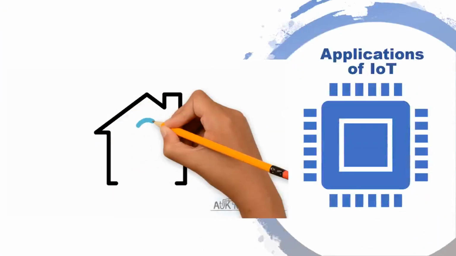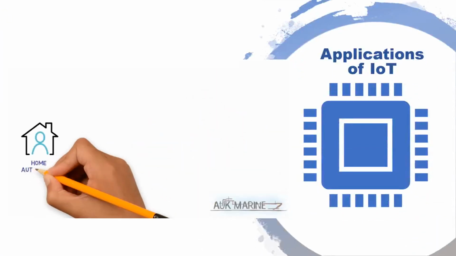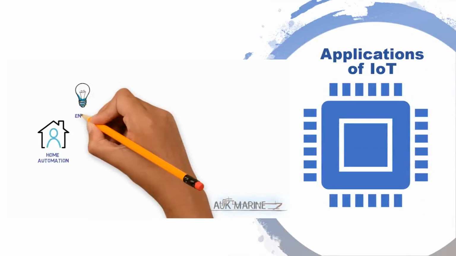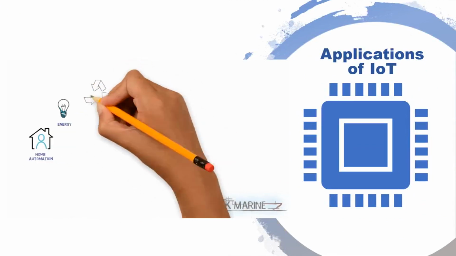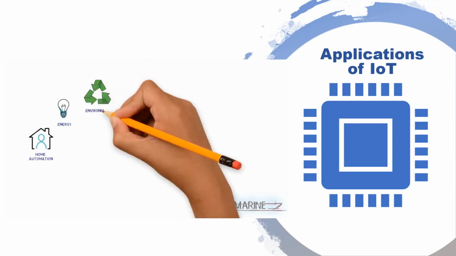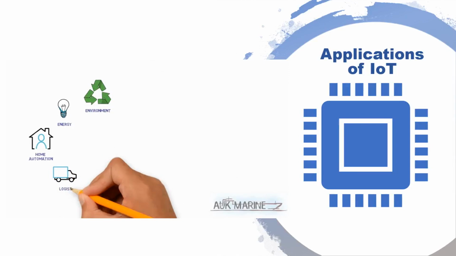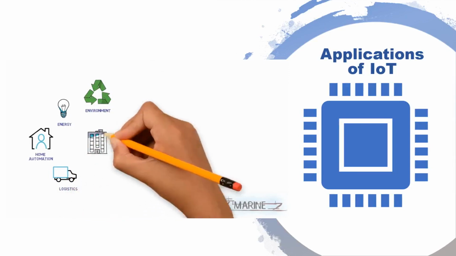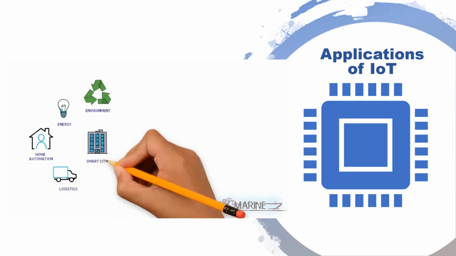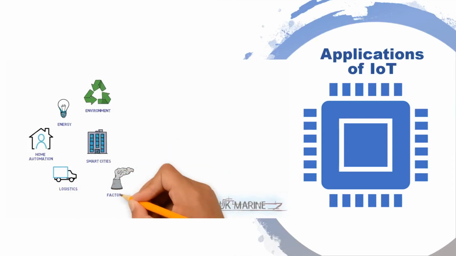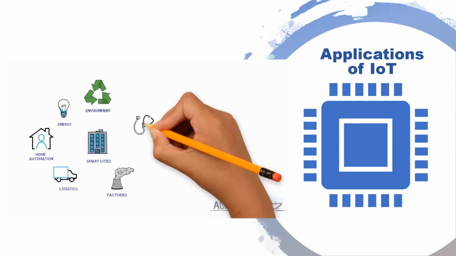Now that IoT has been briefly explained to you, it's very important that you know some of its applications. Some of its major applications are in home automation, the energy industry, and the environmental and agricultural sectors. It can be very useful in the logistics business. It can also be applied in smart city solutions. It proved to be very valuable in industrial automation and factories, and it can be implemented in the healthcare system.